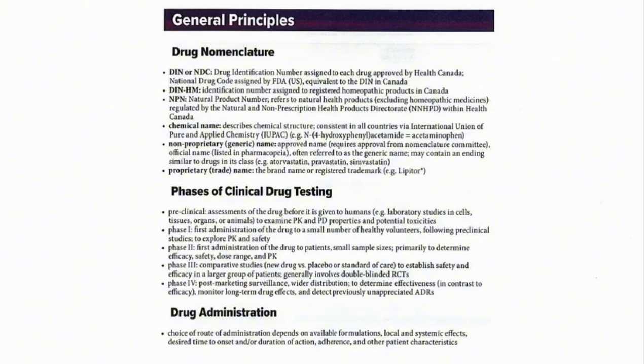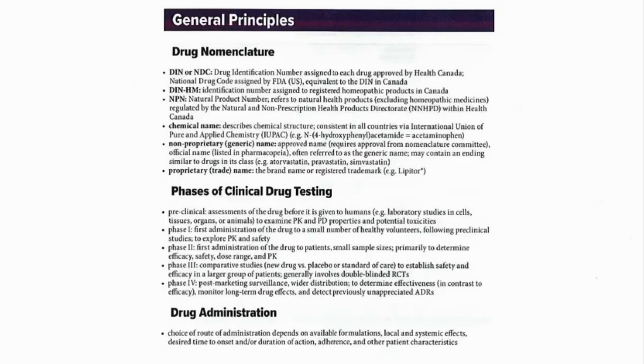These are large-scale randomized controlled trials involving hundreds or even thousands of patients. The new medication is compared with either a placebo or a current standard treatment. These studies are usually double-blinded, meaning neither the patients nor the investigators know who receives the experimental drug. Phase 3 trials provide the evidence needed to establish the drug's safety and effectiveness before regulatory approval.